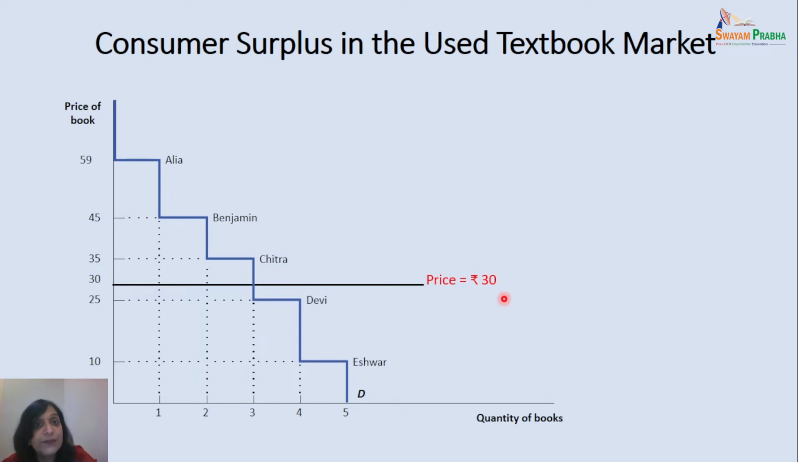So what do you think will happen here? Out of these 5 consumers, 3 of them, that is Alia, Benjamin and Chitra, have indicated a higher willingness to pay for these textbooks compared to the market price, that is the price at which they are actually going to buy.